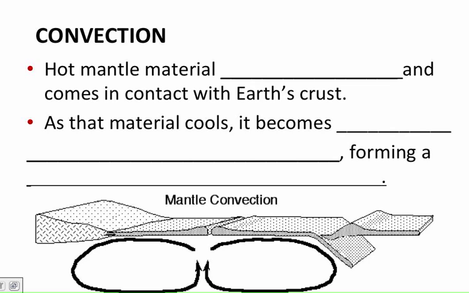Okay, so our convection, we notice that we've got hot mantle material rising upward. And that's all because of that density current. Because that hot mantle material becomes less dense, it rises upward and comes in contact with the underneath of the Earth's crust. Right? You can see that in this little picture here.